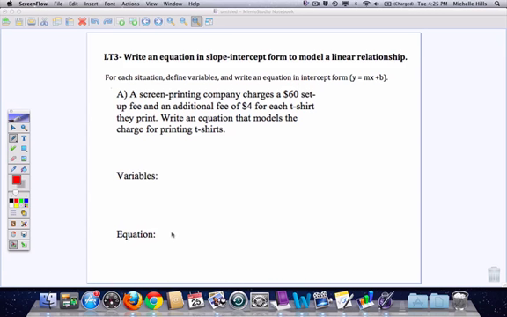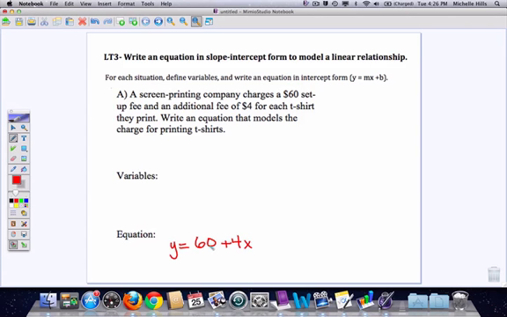So, they give me this scenario. People tended to be pretty good at writing the equations on the test. Where they had a problem was with the variables. So first I'm going to write the equation, because it's going to help me understand what variables I need. A screen printing company charges a $60 setup fee. So if I already think in terms of a recursive routine, I need a 60 to start with. And then an additional fee of $4 for each shirt they print. So they're going to add $4 every time. Now instead of doing start with 60, then add 4, we say y equals 60 plus 4x.